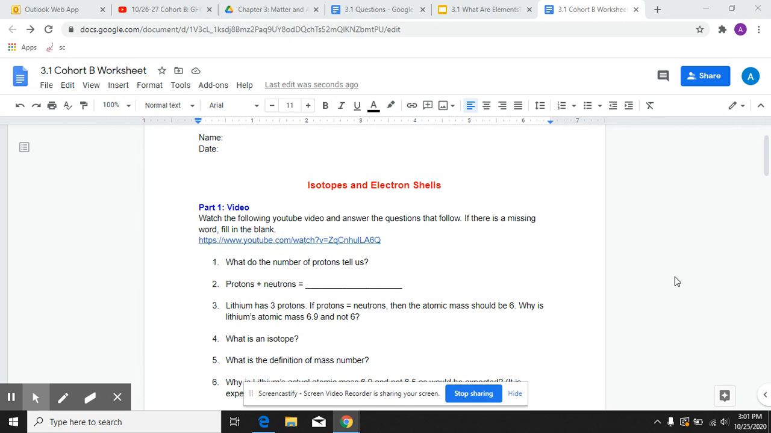Last week, you should have read about isotopes and electron energy levels or shells in your chapter reading. This week, you're going to be going a little bit deeper into those isotope and electron shells.